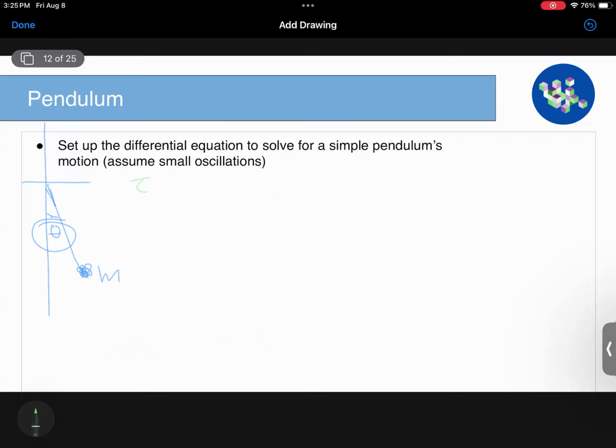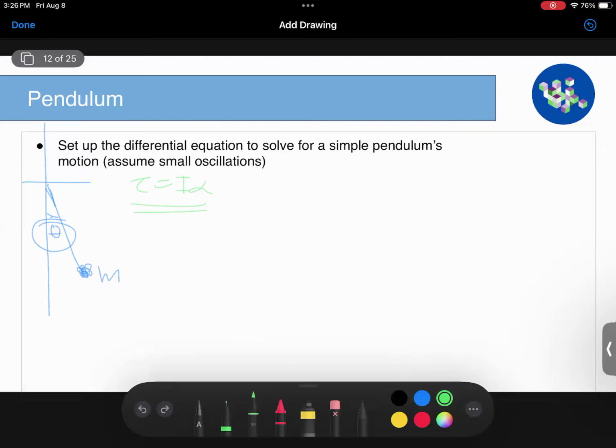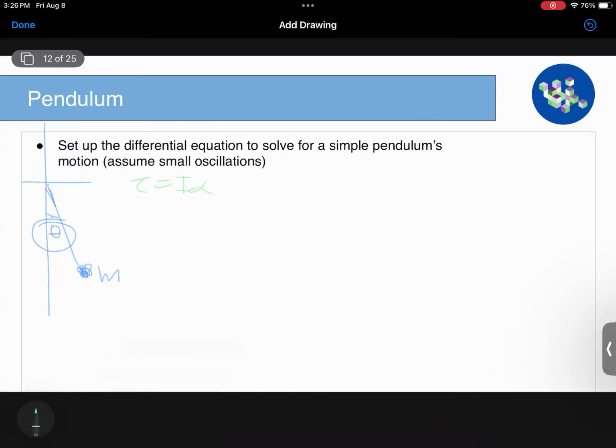So if the torque equals I alpha, we'll go over the derivation of this idea of torque and moment of inertia later in class. But now let's set up the differential equation. So we have our mass over here. These forces: there's going to be the gravity force down, right? And there's a tension force that points along the string.